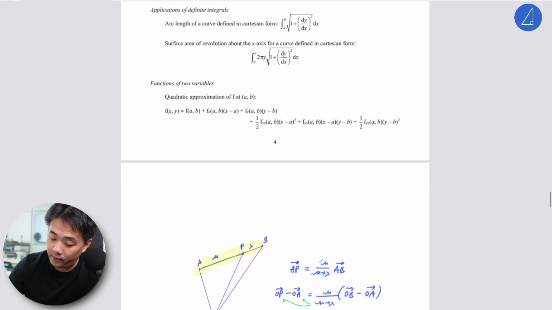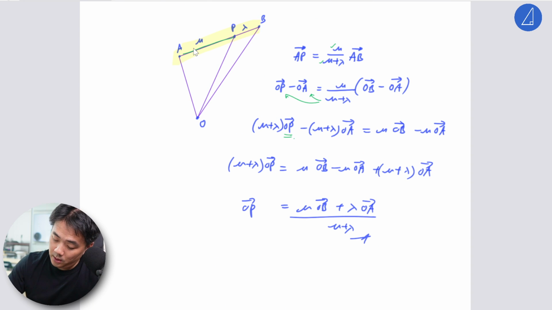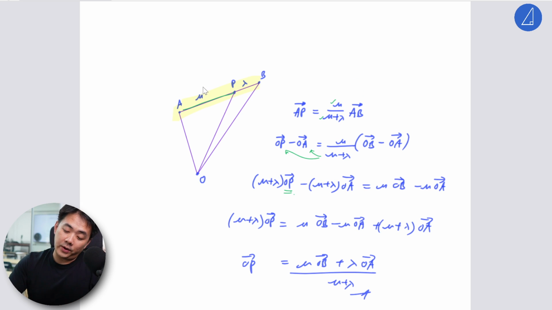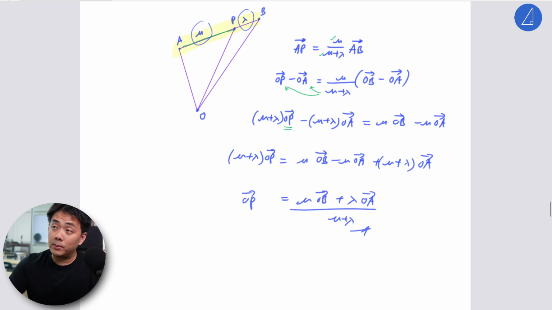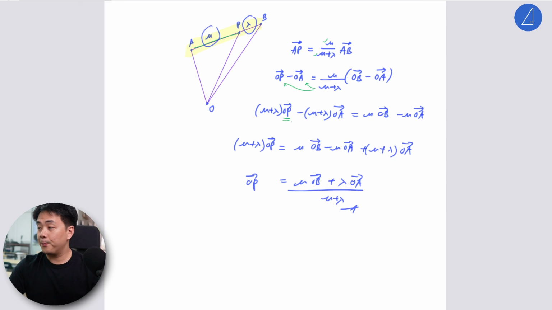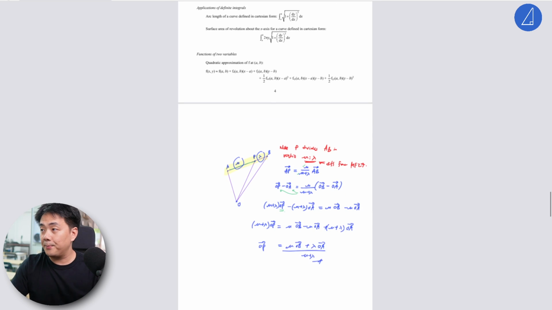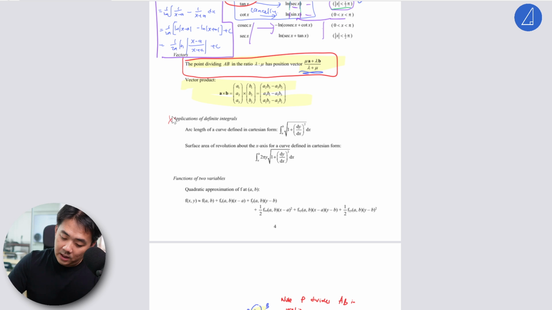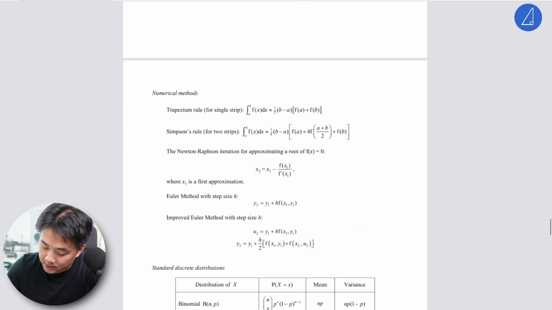So you have lambda times OA, the same. Remember, sorry, I used the opposite rule. If you want to get the answer here, you just do what they say. I didn't label it as what they mentioned, so I swapped the mu and lambda. I didn't follow the lambda and mu. Okay, that's that. This is obviously not in H2 math, so don't worry. This is also not in H2 math, don't worry. All these are not in H2 math.